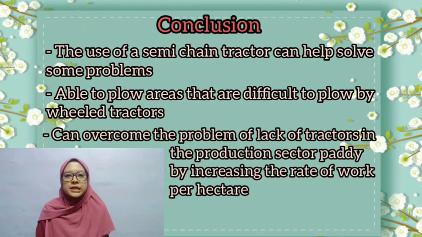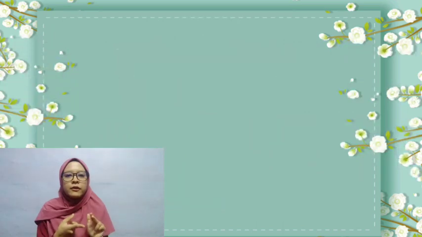The conclusion is that the use of a semi-chain tractor can help solve problems like being able to plow areas that are difficult to plow by wheel tractor, can overcome the problem of lack of tractors in paddy production by increasing the rate of work per hectare, and facilitate the work of planting and maintenance of crops.